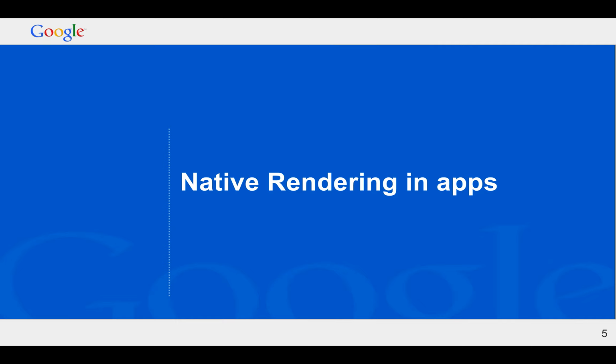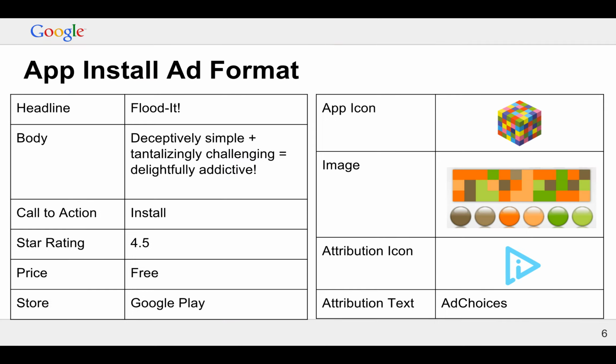So the first topic I'm going to talk about is native rendering in apps. There are two formats that we currently offer. The first one is the AppInstallAd format. This is for your standard app install ad, and the assets that you will get back in your application include a headline, body, and call to action like the install button, and this will come in the form of text, and you can style that however you'd like. You get the star rating, the price, the store it came from, as well as an application icon and image for that app that's potentially going to be installed.